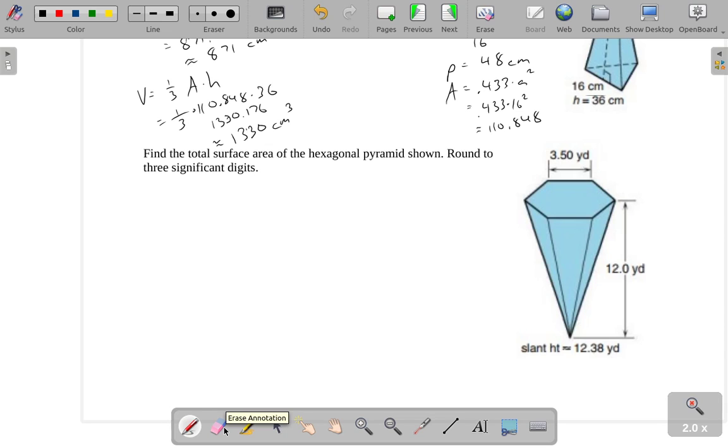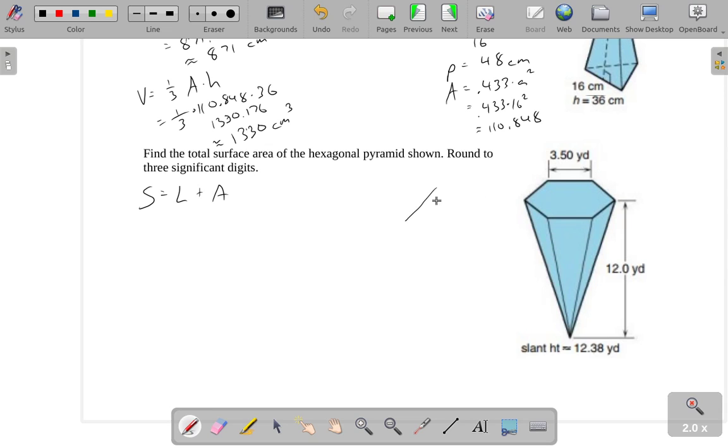Alright, find the total surface area of the hexagonal pyramid shown. Round to 3 significant digits. Alright, we're trying to find the total surface area. We call this S, which is in general going to be the lateral surface area plus the area of the base.